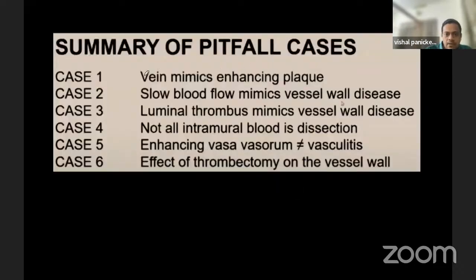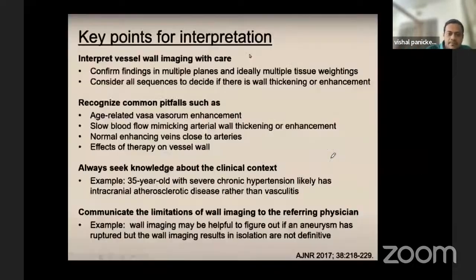So, in summary, these are the pitfalls commonly seen: the vein mimicking an enhancing plaque, slow blood flow mimicking a vessel wall abnormality, luminal thrombus mimicking vessel wall disease, and all intramural blood is not dissection. There can be intraplaque hemorrhage also. Enhancing vasa vasorum can mimic vasculitis, particularly in elderly patients. Be cautious. Post-thrombectomy patients can mimic vasculitis because of the endothelial injury and contrast enhancement.